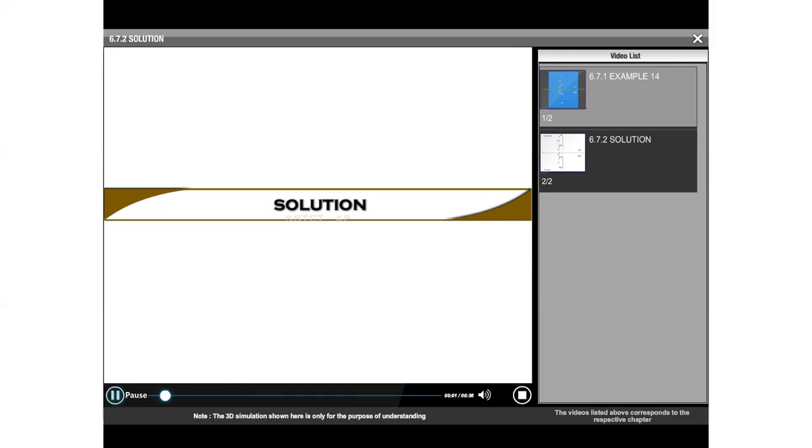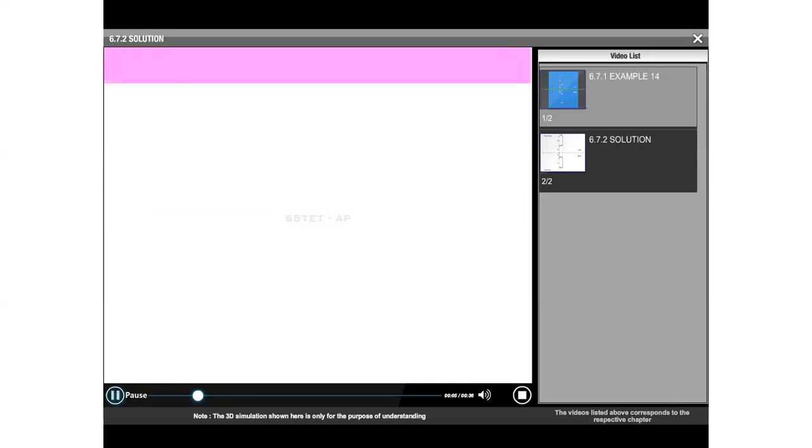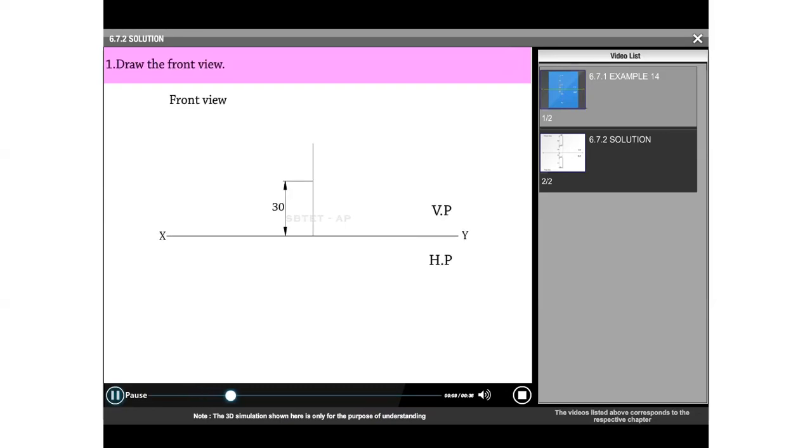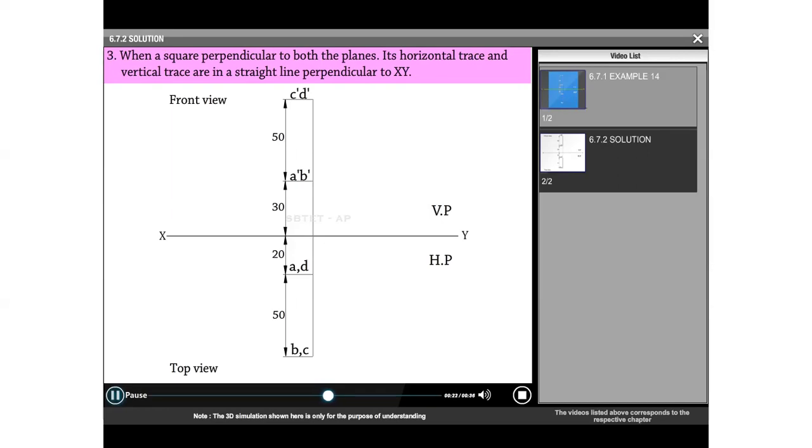Solution to example problem 14. Draw the front view 30 mm above the XY line and the top view 20 mm below the XY line. When a square is perpendicular to both the reference planes, its horizontal trace and vertical trace are in a straight line perpendicular to XY.